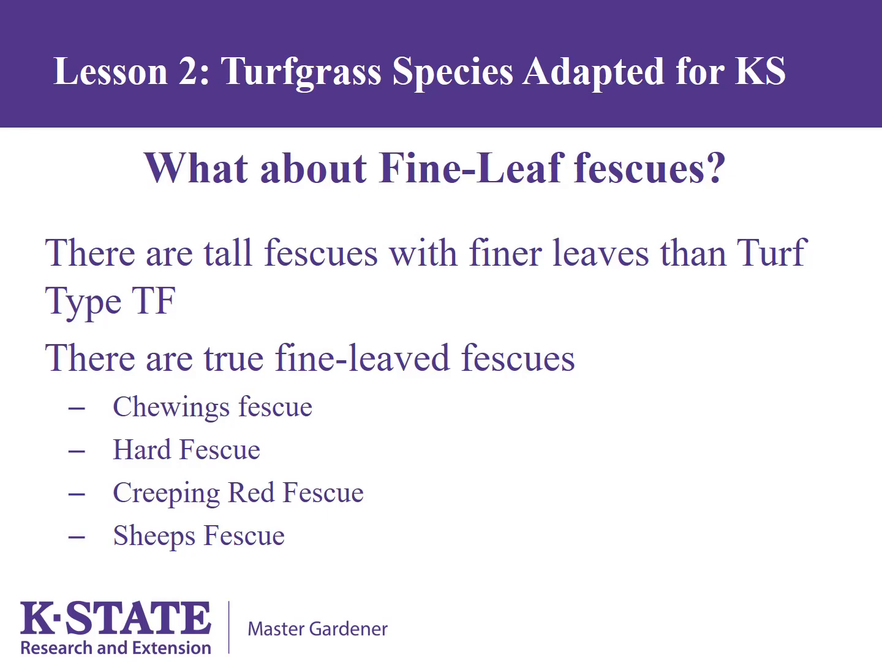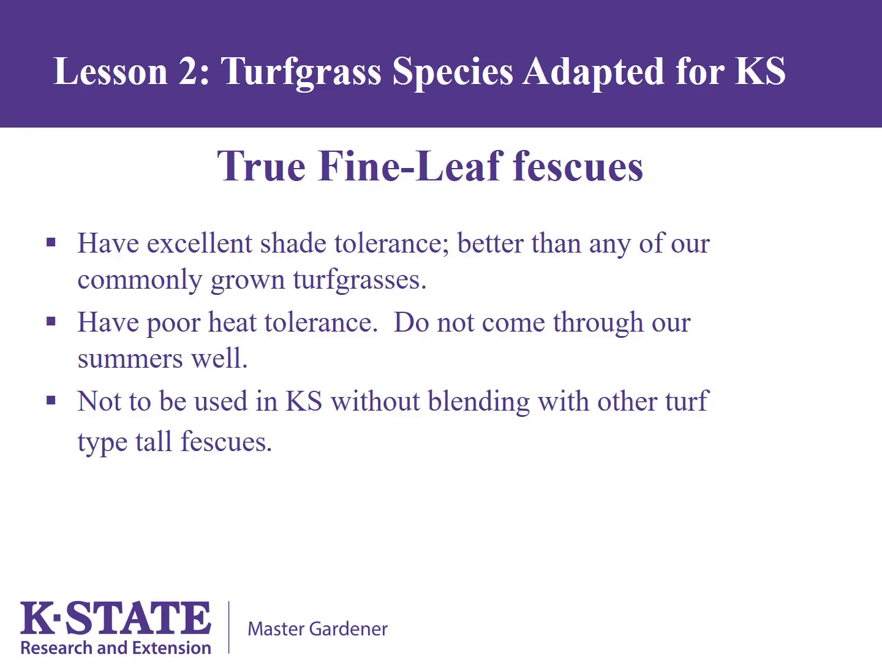So what about the fine leaf fescues? We did mention that before. There are some finer leaf fescues that are different than the turf-type tall fescues. These are what's called true fine leaf fescues. On a seed label, they're going to be called a chewings fescue, a hard, a creeping red, or a sheep's fescue. Now, these are good, and they do have good shade tolerance, better than any of the other turf grasses that we grow. But they do have poor heat tolerance and cannot come through the summer very well at all. So these are grown in more northern climates than Kansas, because they have cooler climates and maybe a little bit milder summers where they're able to grow.